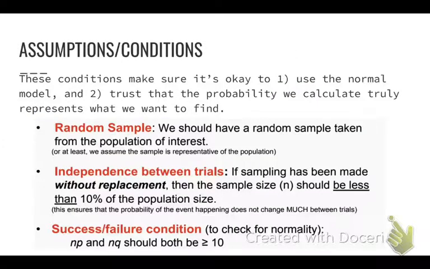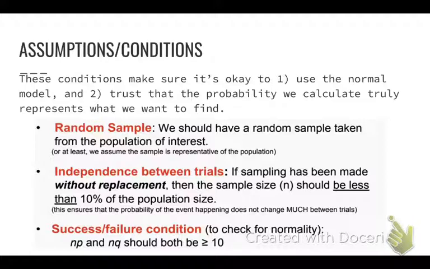Okay, so remember these are the conditions that we had for proportions. These conditions make sure it's okay to one, use the normal model, and two, trust the probability we calculate to truly represent what we want to find. So again, we need to have a random sample. Was a random sample taken? If not, then we must say that we're going to assume the sample is representative of the population. Independence: how do we check independence? Well, in this case, we're checking independence based off of the 10% condition.